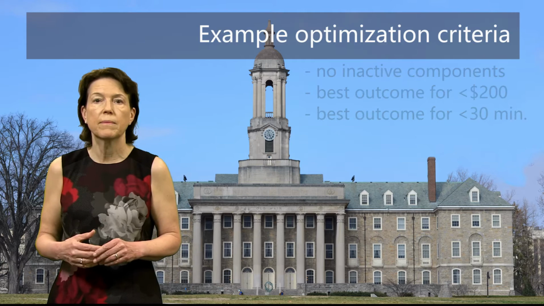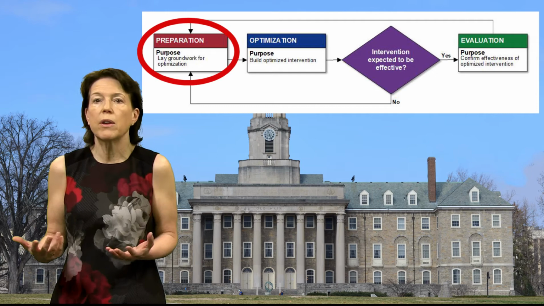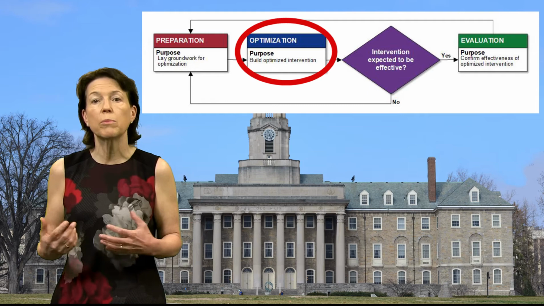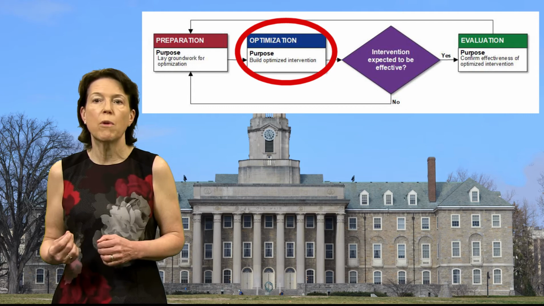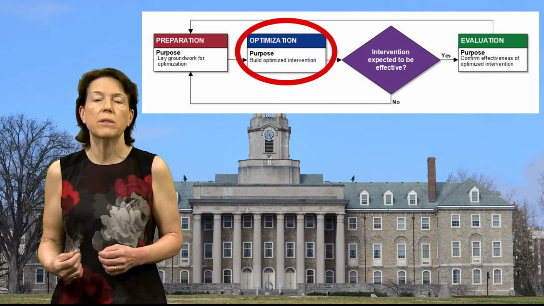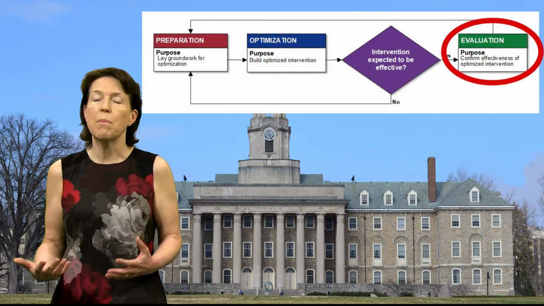Now, this figure illustrates the Multiphase Optimization Strategy. MOST is made up of three phases. The first phase is preparation, in which, for example, the investigator determines which components are candidates for inclusion in the intervention package. The second phase is optimization. In this phase, the investigator gathers information about the performance of the individual components and how the components may affect the performance of each other. This is done by means of highly efficient experimentation. Based on the results of the experimentation, the investigator determines the composition of the optimized intervention. The third phase is evaluation, in which this optimized intervention is evaluated by means of the familiar RCT. So you see, the RCT is a part of MOST.